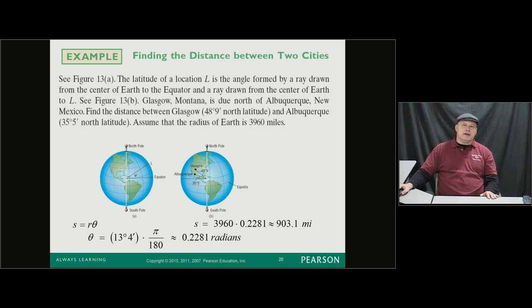Now, a lot of people would take the 3960 and multiply by 13.4, and you get a 4 or 5 digit number. You'd be getting into tens of thousands of miles. You can just tell by looking at where the earth is shown that those two cities are not almost 100,000 miles apart. I mean, do you get 100,000 miles, or do you go all the way around the earth? I don't think so. But if you take the 0.2281 and multiply by the 3960, you get 903.1 miles between those two cities.